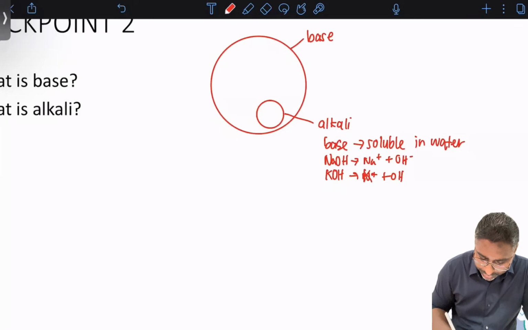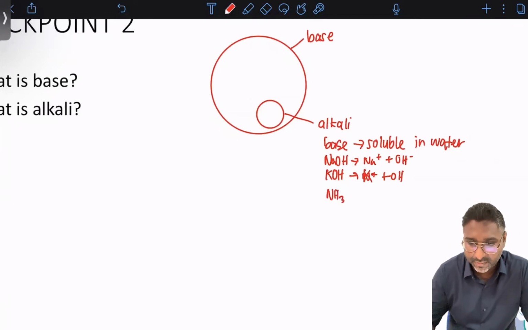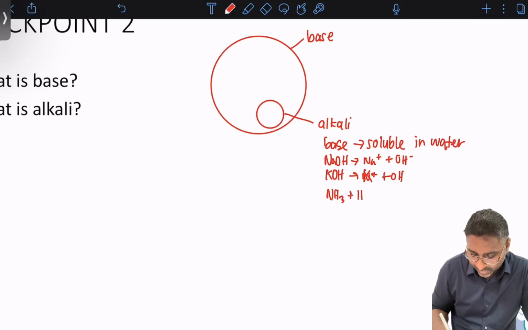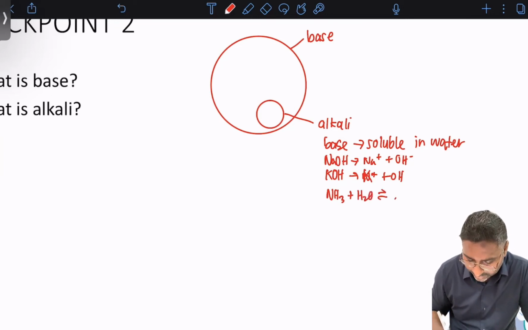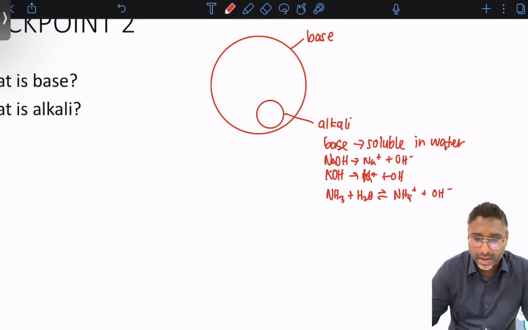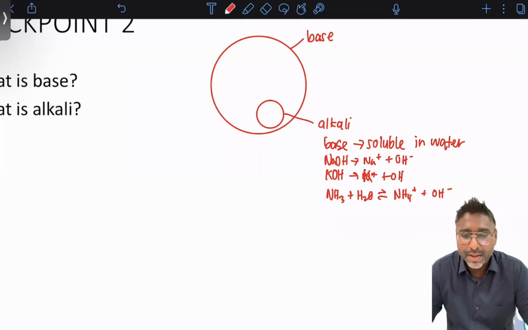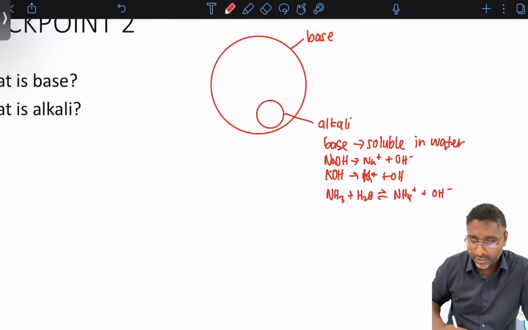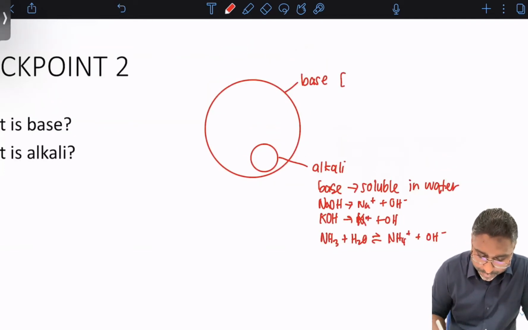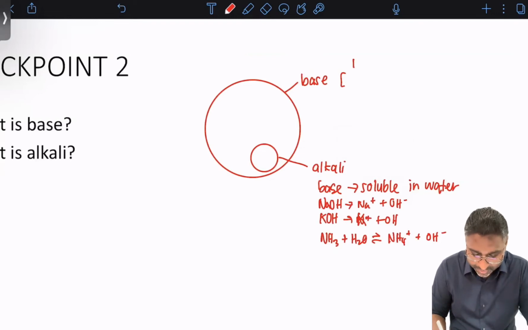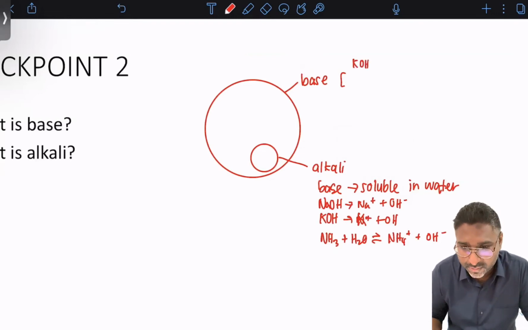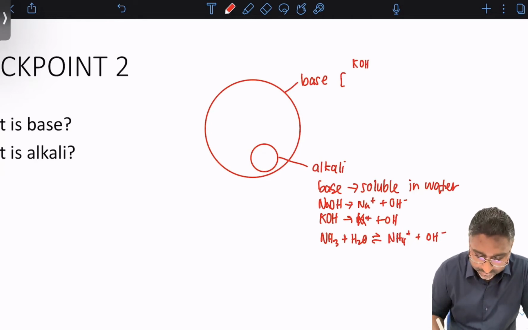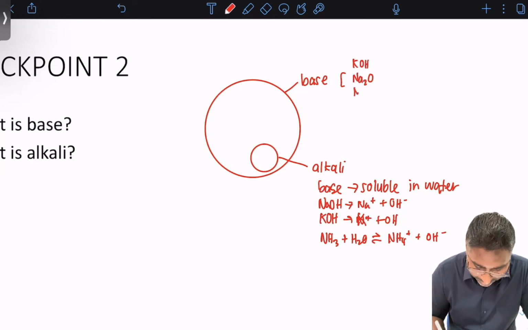Even ammonia, being a weak base, is soluble in water, so it is still going to be considered an alkali. So ammonia is also an alkali. Don't remember that alkali must have only OH minus. No. Alkali is a base that is soluble in water. So what is base generally? Base is going to be any compound that is a hydroxide, maybe KOH, any OH. It can also be sodium oxide. It can also be magnesium oxide.